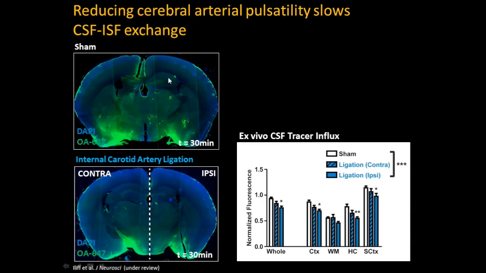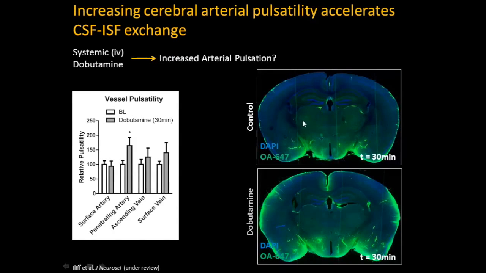I'm sorry, this is an ex vivo. We're basically doing the same thing with carotid artery ligation. So this is whole brain before carotid artery ligation or without it. This is whole brain after carotid artery ligation. And you see that there's more effect ipsilaterally. There's maybe some mild effect contralaterally. So this is basically the same data, but ex vivo instead of in vivo. So now we want to know if increasing arterial pulsatility makes this exchange faster.